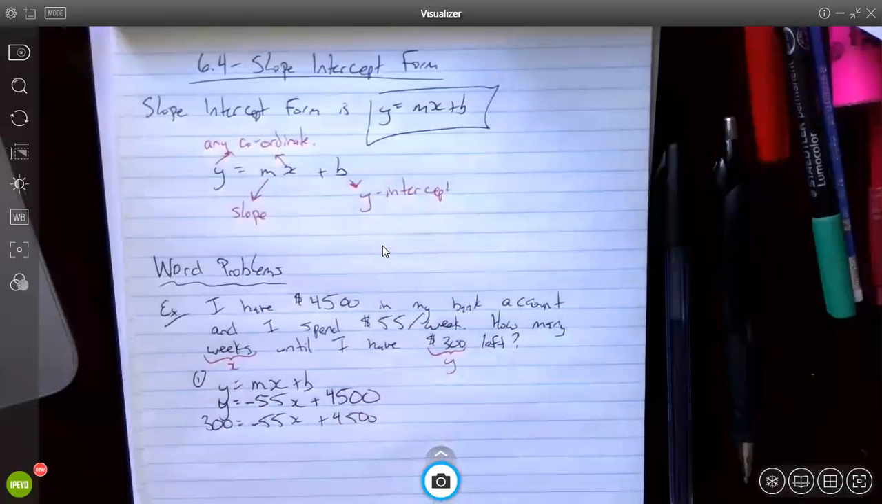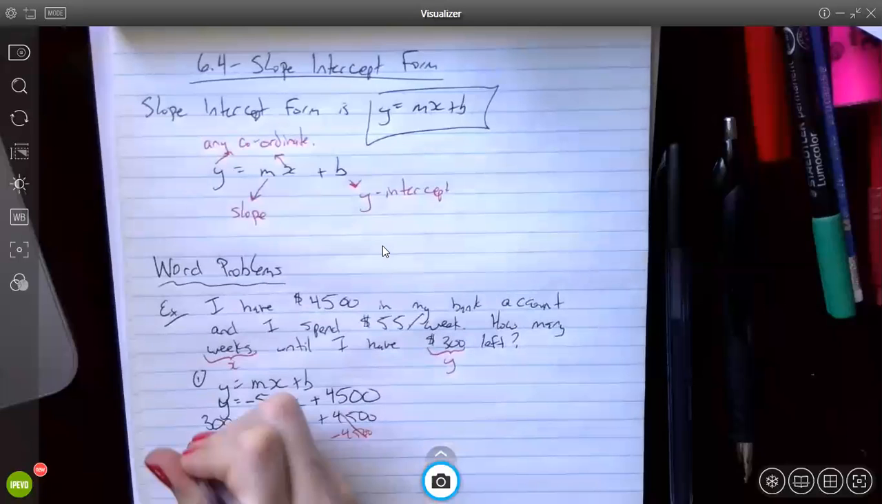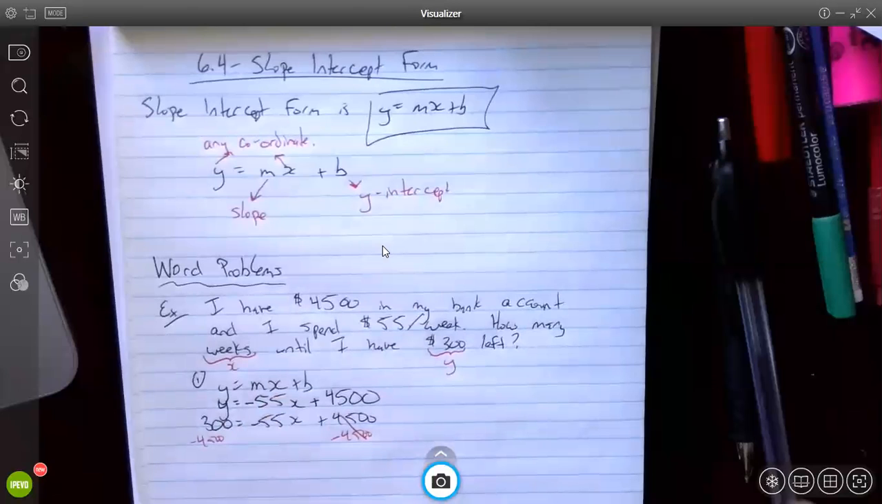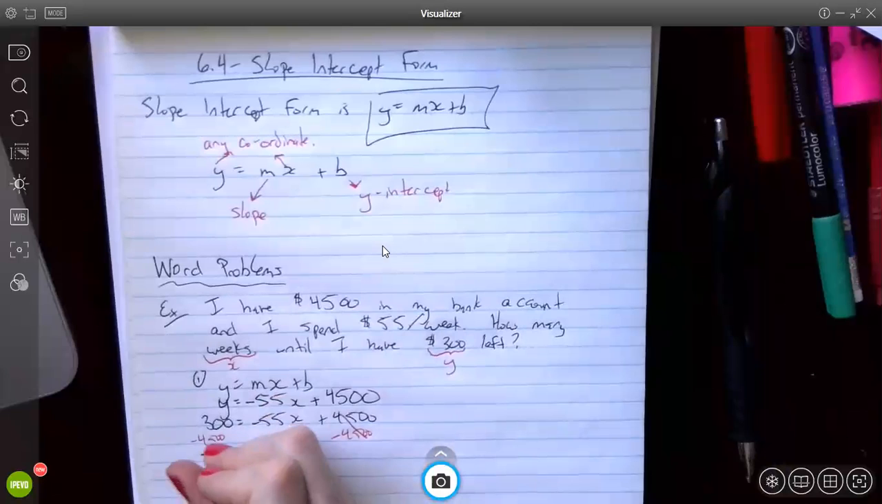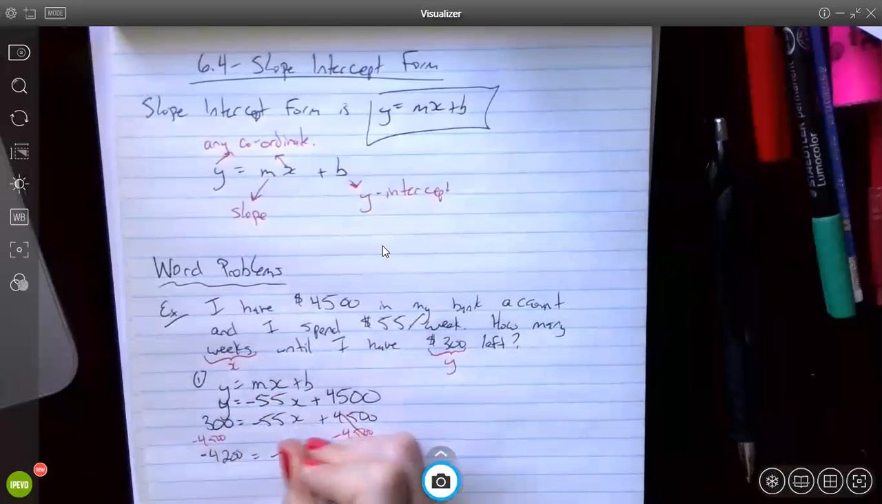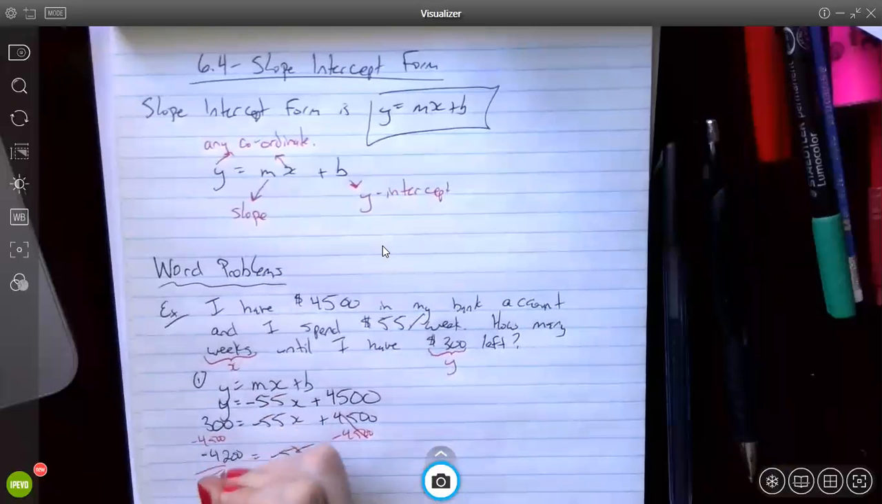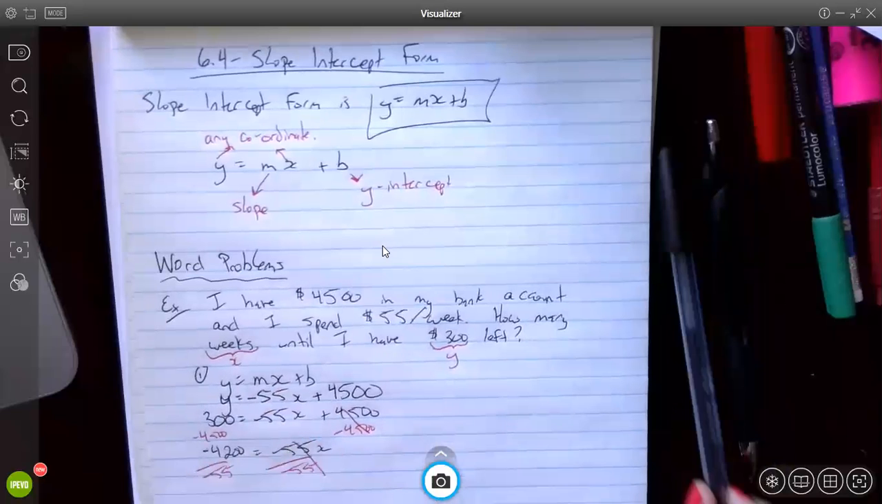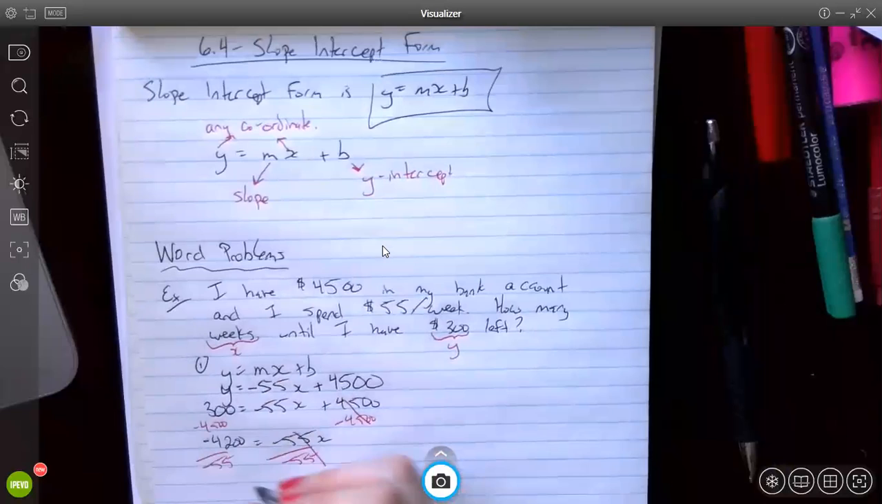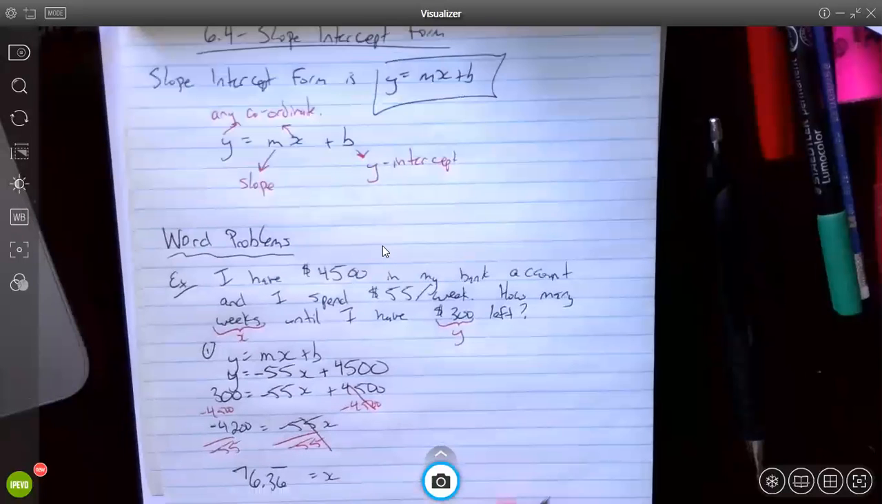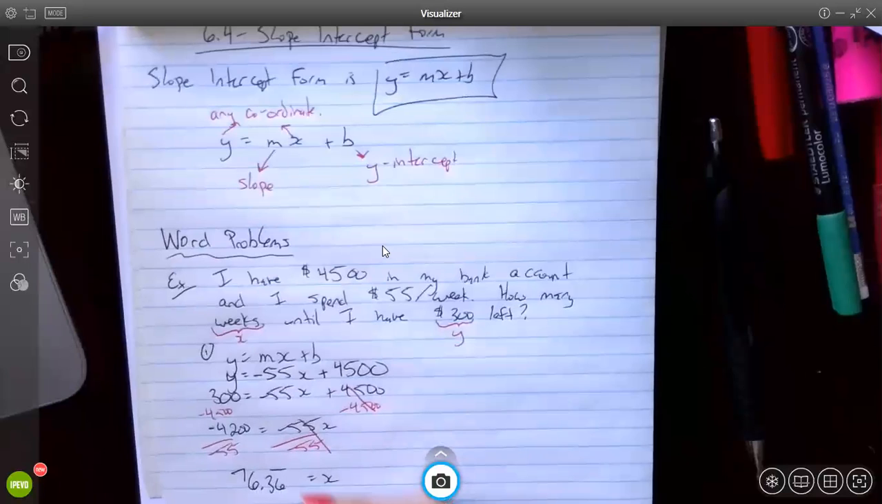And my first step is going to be moving the 4,500 to the other side by subtracting it. So 300 minus 4,500 is negative 4,200 equals negative 55x. And then, of course, I need to divide by negative 55 to cancel it out. Negative 4,200 divided by negative 55 is 76.36 repeating. So a little over 76 weeks is how long I've got until I only have $300 left in my bank account.